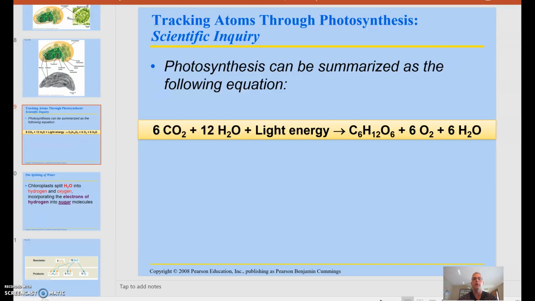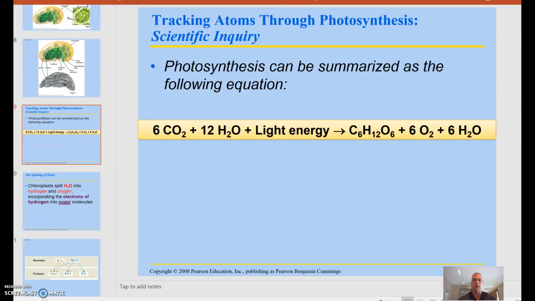So if we take a look at the concept of photosynthesis, we're going to see that we definitely have an investment of both water and carbon dioxide, and the outcome is that we're going to be able to produce a glucose molecule as well as some oxygen.